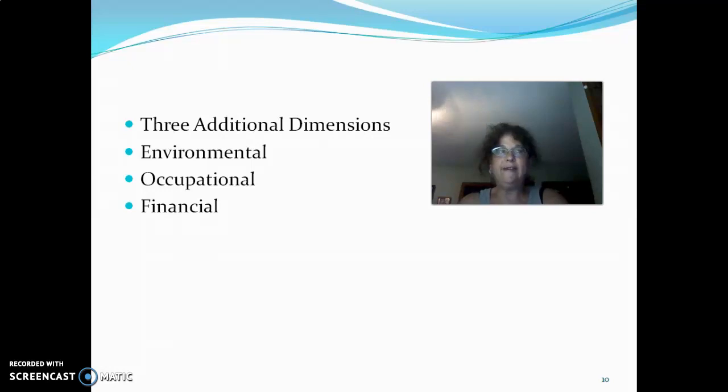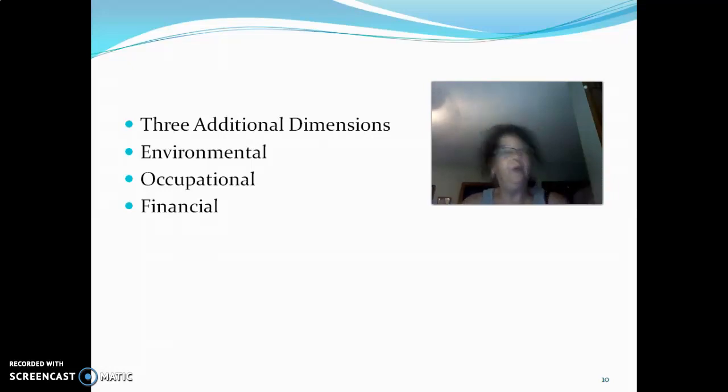These 3 things can kind of tie into the other 5. So we keep those 5 as the core of wellness. And then we say, okay, let's look at how wellness can grow. How are we environmentally? How are we occupationally? How are we financially? Those are kind of outside our inner feelings, but they can affect our quality of life and our sense of well-being.